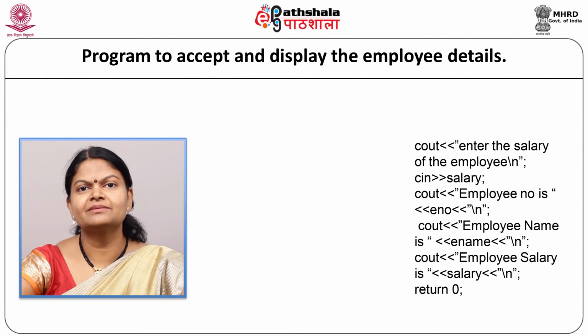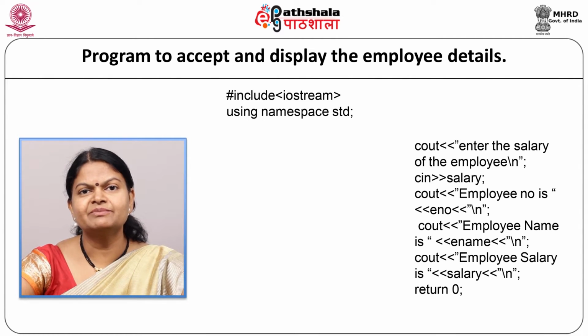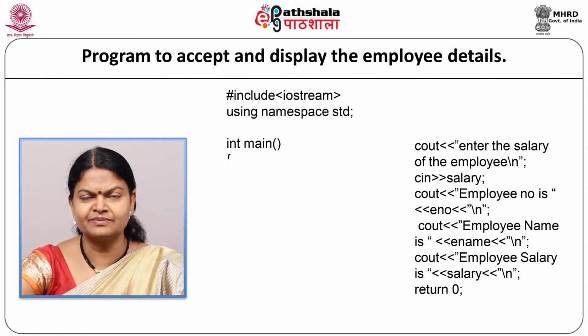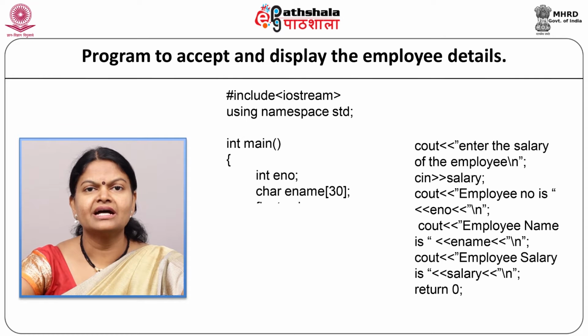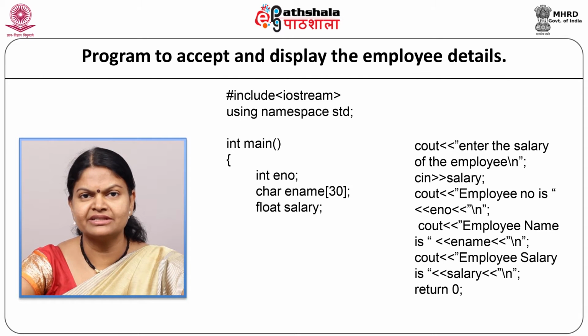Now we will see the complete program to accept the employee details from the user and display them back on the screen. In employee details, we are going to accept from the user the employee number, name and salary of the employee. We will start with our program. We will see the main function. In main function, we will first declare three variables: integer employee number, character name[30] and the float salary. Here the salary field will be float, the name will be accepted from the user up to a maximum of 30 characters and employee number is an integer field.